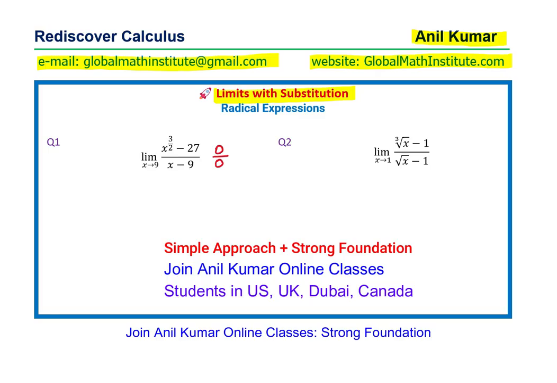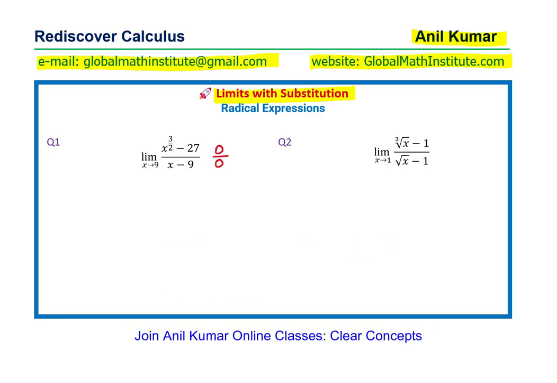Same is the case with the next question, number 2, where the limit x approaches 1 for cube root of x minus 1 divided by square root of x minus 1. If I substitute x equals 1, 1 minus 1 is 0, and 1 minus 1 is 0, so we get 0 over 0 indeterminate form. So once again, you could factor and then solve this question.